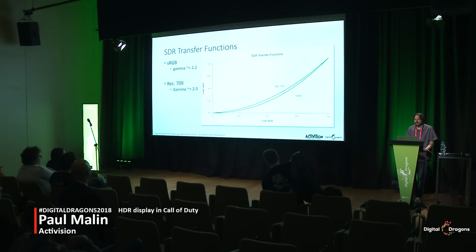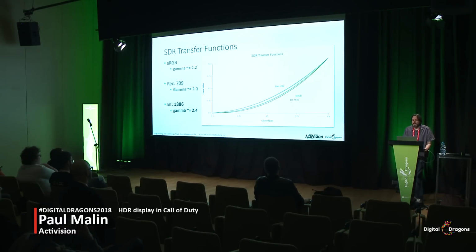So what EOTF do the displays apply? Well, it turns out it's not the inverse of either of these transfer functions. In the past, the answer was something close to a reference CRT. However, these days, panels tend to apply the EOTF specified in the BT.1886 recommendation, which is a gamma of 2.4. So if we send code values to an SDR panel as sRGB, these values are actually interpreted and displayed as BT.1886.